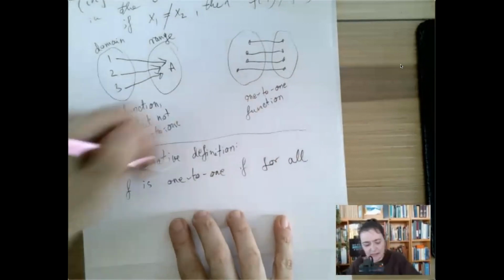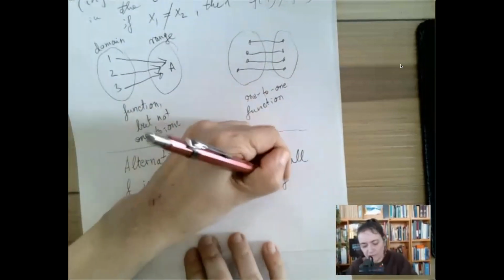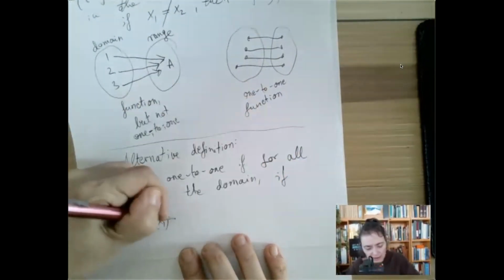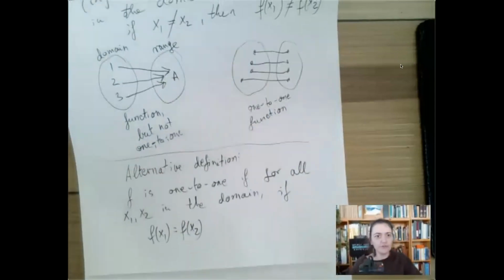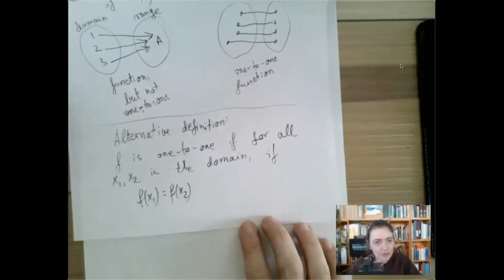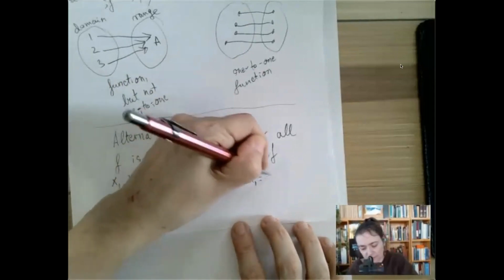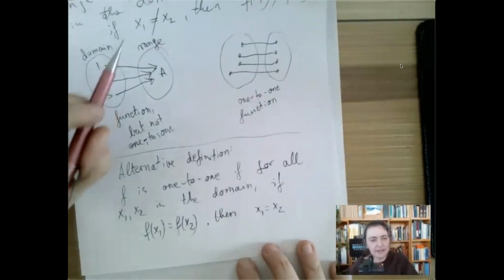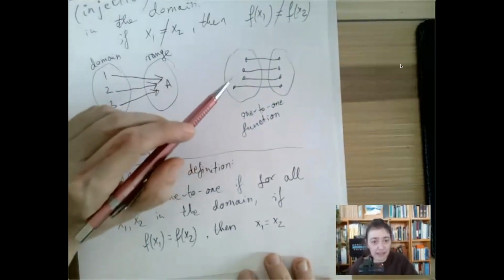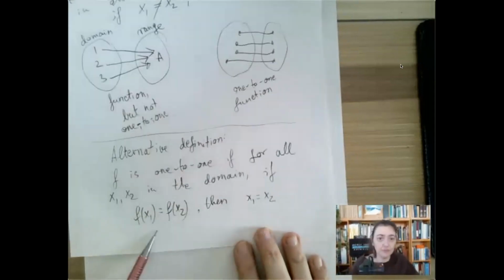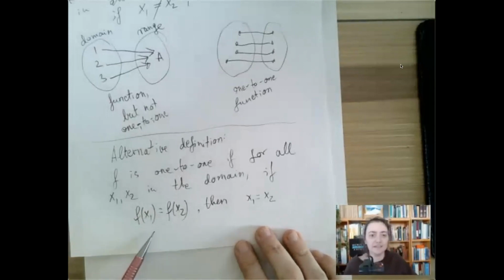If for all x1, x2 in the domain, if f of x1 equals f of x2, two function values are the same, then they must have started the same. Then x1 equals x2. So this says different x means different y. So if you get the same y, you must have the same x. It's different x, that's different y. This is logically equivalent, but both forms are pretty important.